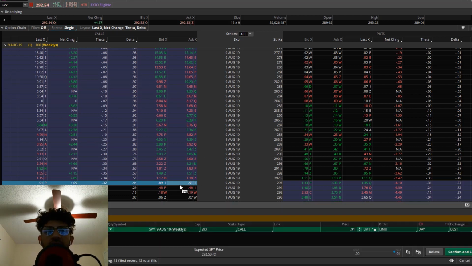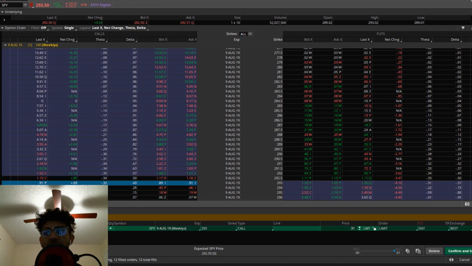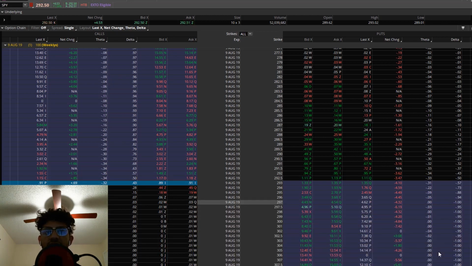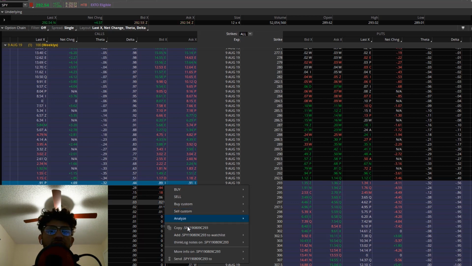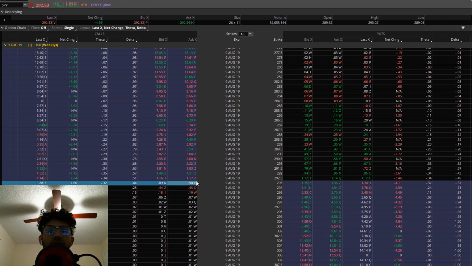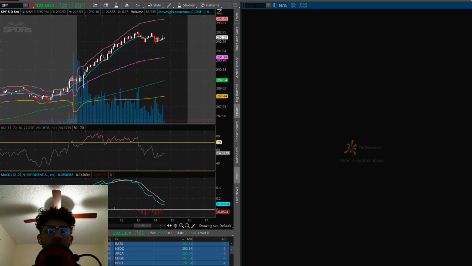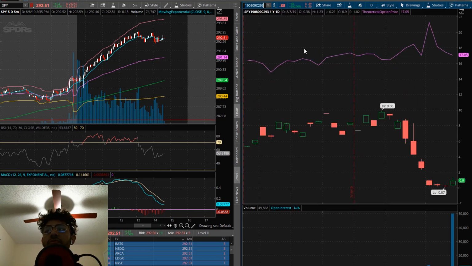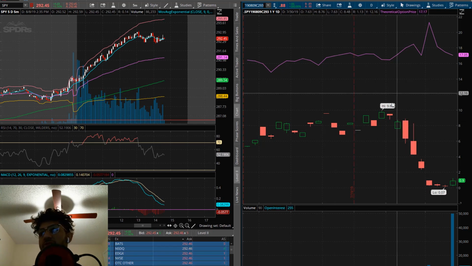So you could just go ahead and buy it here, and that's what some people would do, but it's just not quick enough, because we're scalping these weekly options. So what I do is I copy this area right here. I copy this strike and everything, and this is the call, and I paste it right here, hit enter, and boom. Now we have the chart for SPY, the underlying asset, and then we have the chart for the option contract that we're trading.